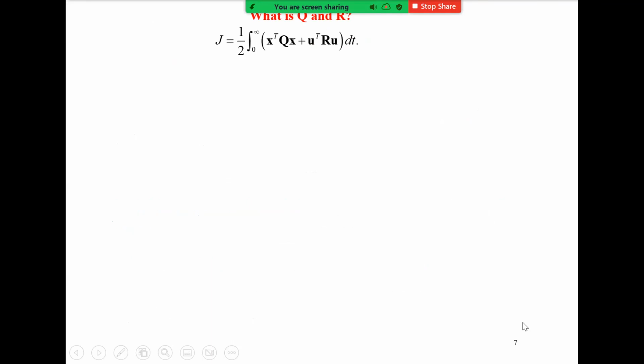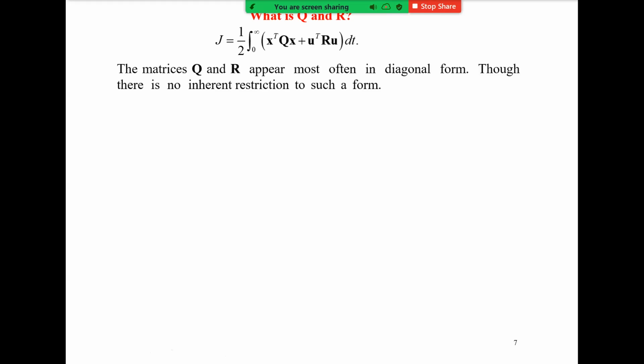Now, you may wonder, in this form, what are Q and R? We're talking about a quadratic form. If you learned something about linear algebra, you may still remember the terms. What are the individual terms of those forms? Normally you design those Q and R in diagonal form, because that makes the physical interpretation of this form much easier.